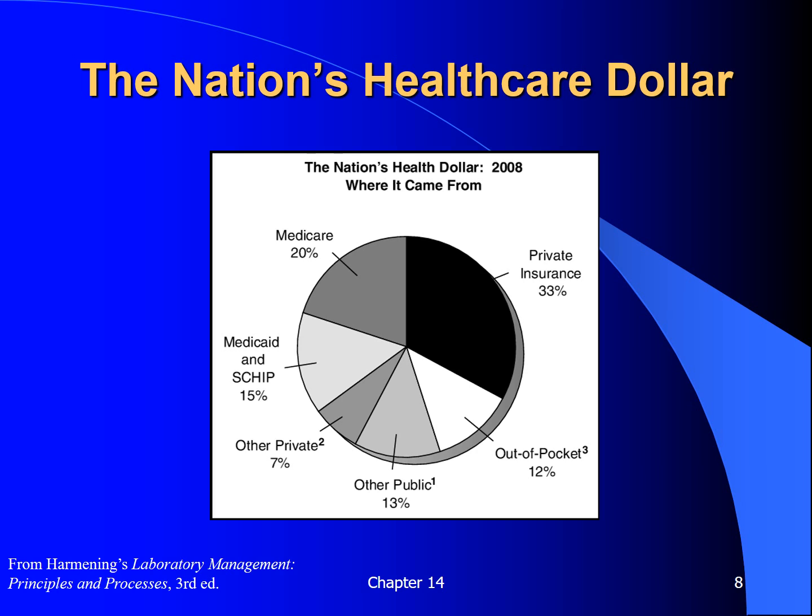The nation's healthcare dollar, 2008. Source: Centers for Medicare and Medicaid, Office of the Actuary, National Health Statistics Group. As seen in this figure, state and federal governments pay for approximately 48% of healthcare expenditures through Medicare, Medicaid, and other public programs. Prior to the early 1980s, hospitals were reimbursed on a fee-for-service basis.